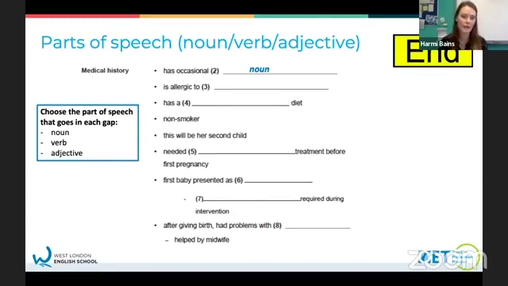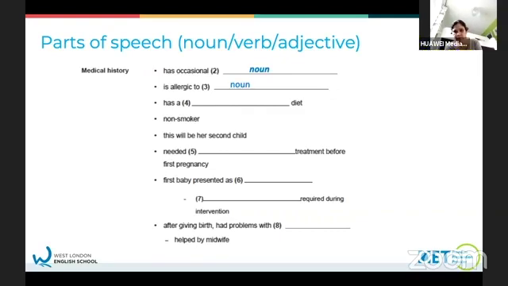So with number 3, Raj, what do you think? Noun, verb, or adjective? I think it will be noun. Correct. Very good. So for example, it might be allergic to cats, allergic to penicillin, but yes, it's going to be a noun. Good. Number 4?